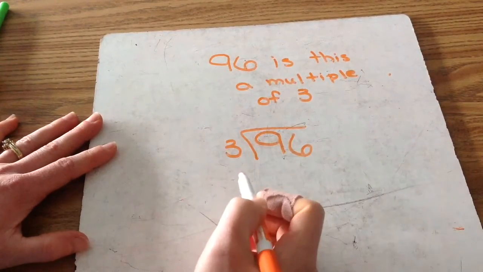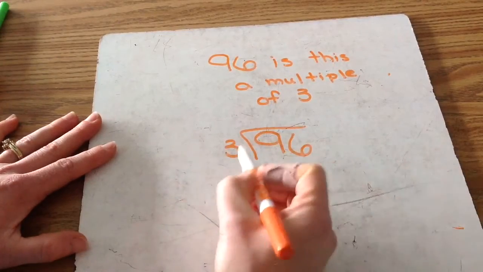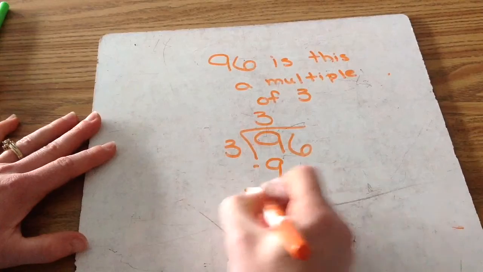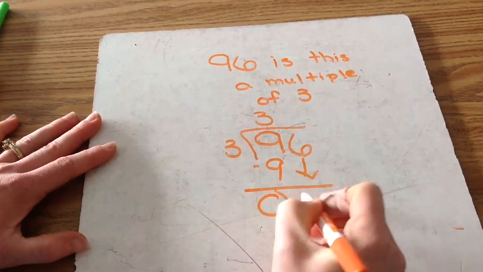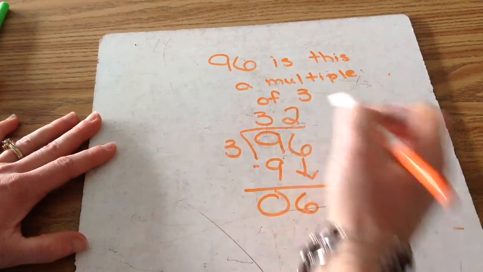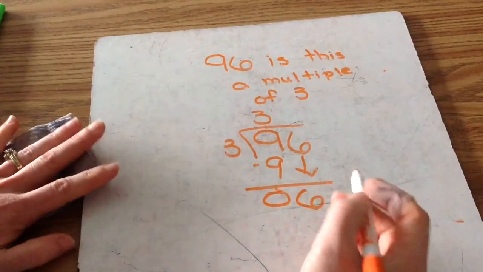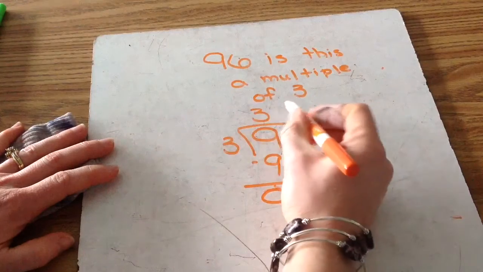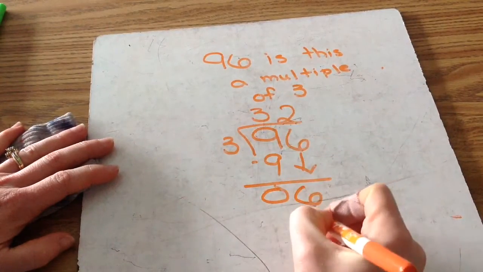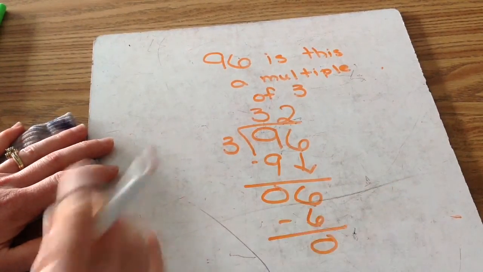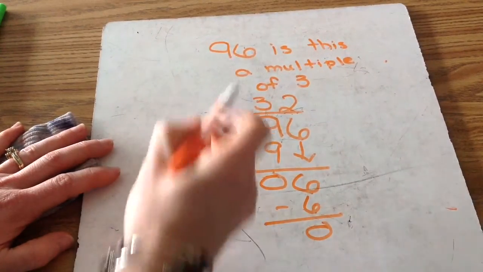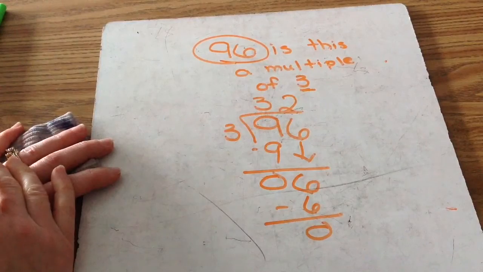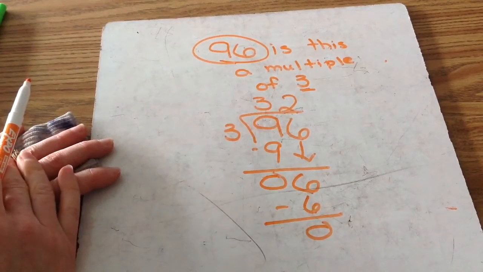And if it works out evenly, guess what? It's a multiple. So let's check it out. 3 tens times 3 groups is 9 tens. 2 tens times 3 groups is... I now have 6 ones. So 6 goes into 3 groups 2 times. 2 ones times 3 groups is 6. No remainder. Therefore, 96 is a multiple of 3. Because there was no remainder.